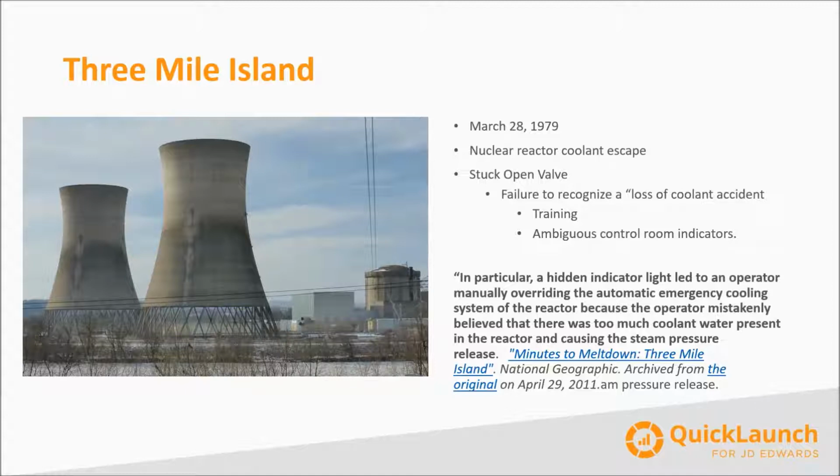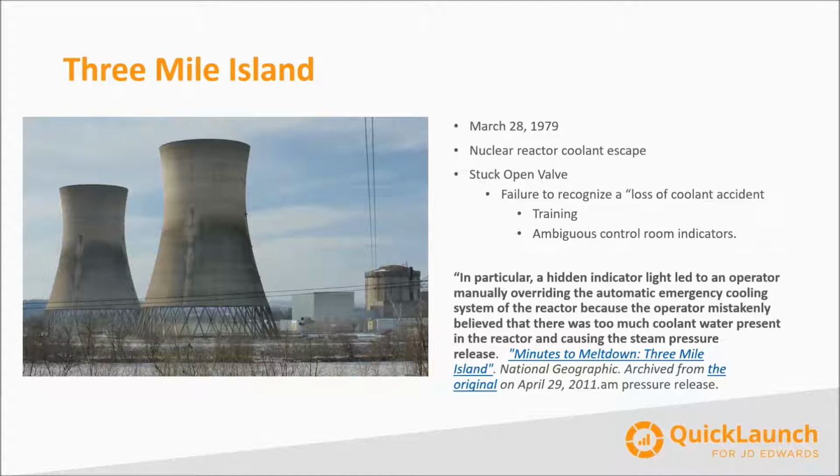What I'm interested in is the stuck valve. A lot of things contributed to this accident, but one of them was that they had a stuck valve, and in the indicator room, the light was confusing. There's a hidden indicator light that made the operator think that the emergency cooling system had to be overridden. So there's confusion, and here's my point.